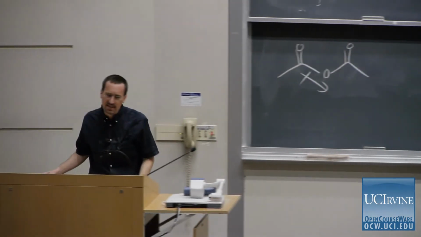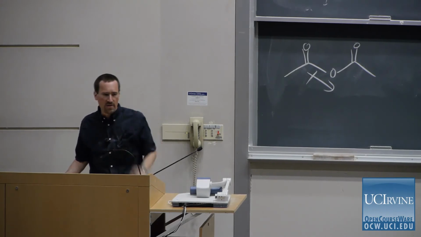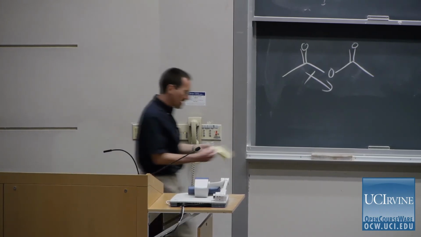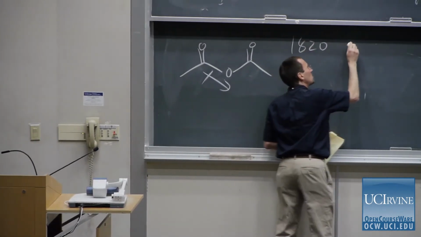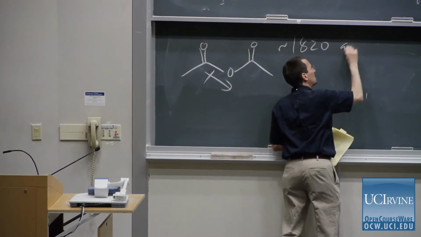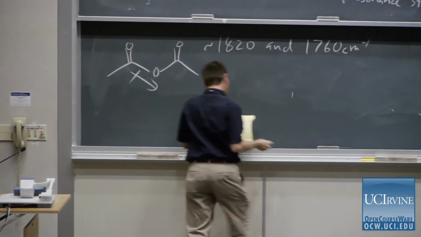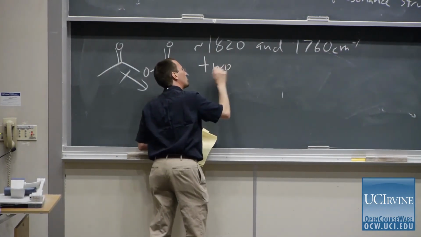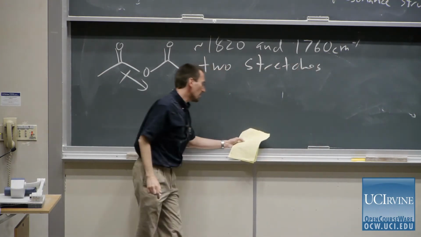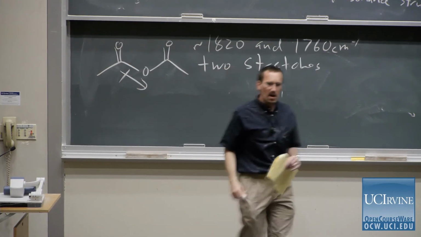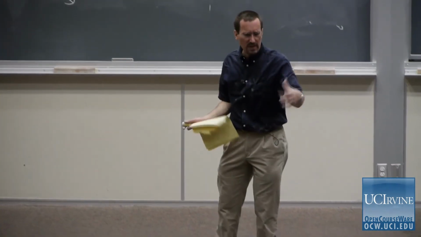And for that reason, in acid anhydrides, the carbonyl stretches also come at a higher frequency than you might expect for, say, a ketone. And acid anhydrides show pairs. 1820 and 1760 would be typical for a pair of bands in the IR. In other words, you have two stretches, not one. And at first you might say, oh, well, that means that there are two types of carbonyl groups. It's not really that simple.